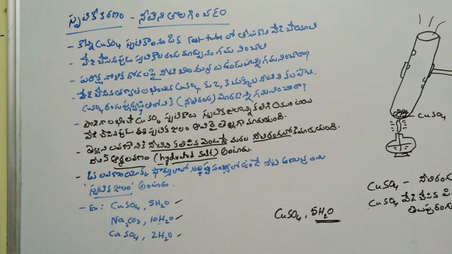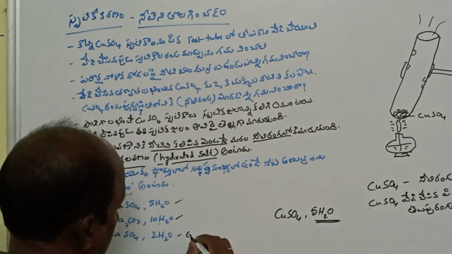Another salt which possesses water of crystallization is gypsum. It has 2 water molecules in its crystals, and the formula is CaSO4·2H2O. This is what is known as gypsum.